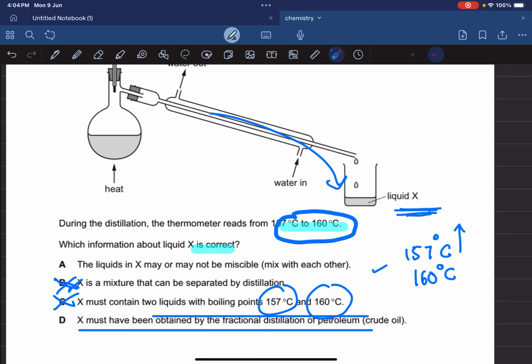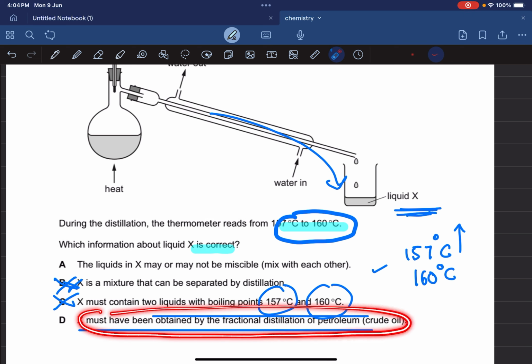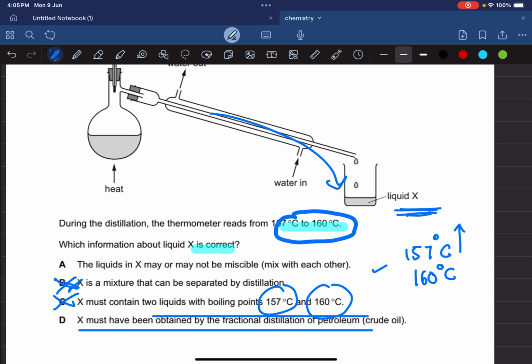Okay, I don't guess there's any clue indicating that X must have been obtained by the fractional distillation of petroleum, okay? I know this is a tricky MCQ. It tricks your mind into thinking option C or D are correct, but unfortunately, all these three, B, C, and D, are incorrect. X cannot have been obtained by fractional distillation of petroleum because that is what we don't know, okay?